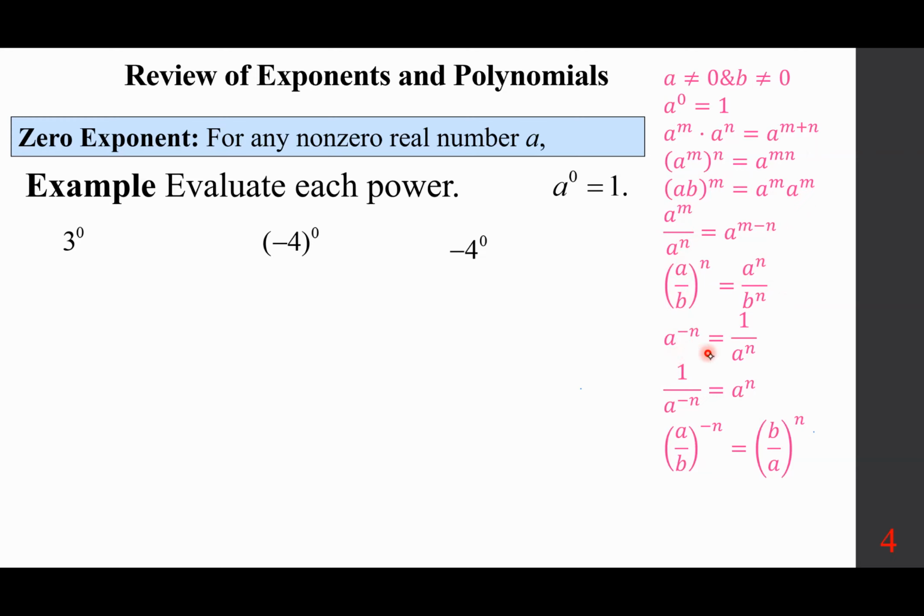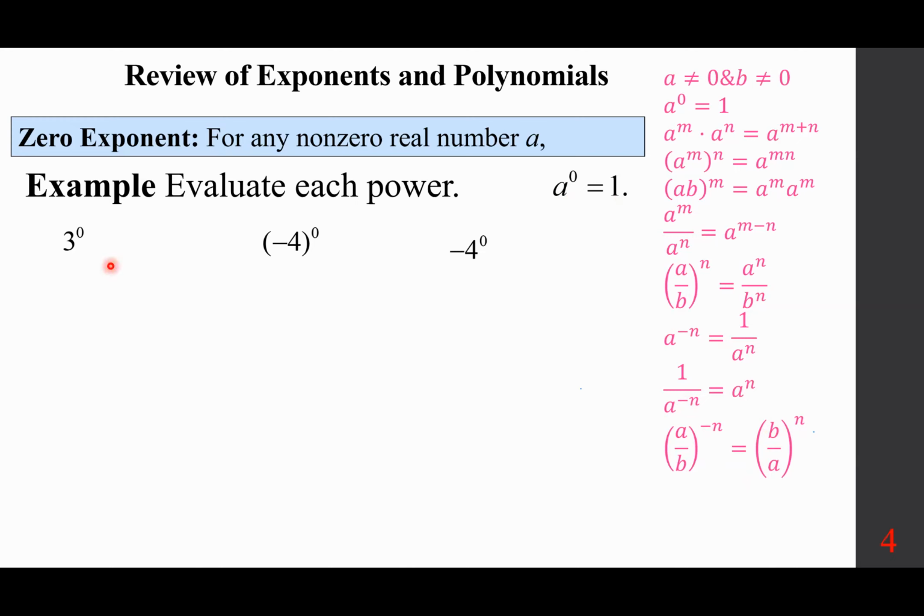There are different types of them, and we're going to discuss 1 over a to the power of n. If you have a negative exponent at the bottom, you bring it up. If you have a parenthesis to the power of negative, flip it over to the power of positive. All of those are negative exponent rules.